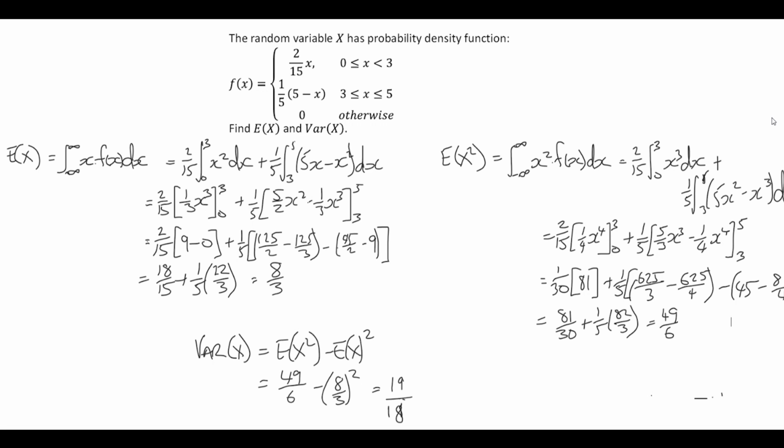Okay, this is a standard and regular question that we're going to be asked to process. Can you find the expectation and the variance when there are multiple intervals, when there are multiple functions to define the continuous random variable?